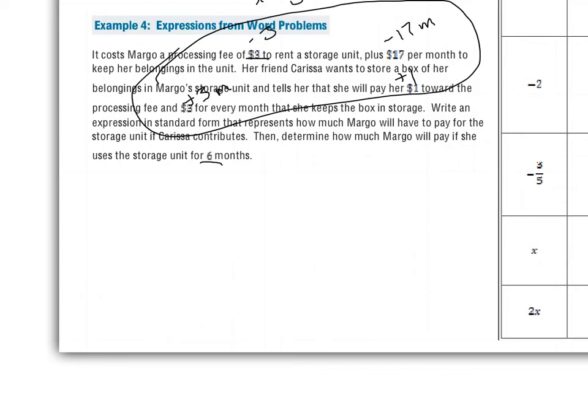So looking at this, just adding all of my terms together, negative 3 plus negative 17m plus a positive 3m plus 1. So looking at this, any order, any grouping says that I can go ahead and combine these terms together. So I'm just going to justify this, any order, any grouping.